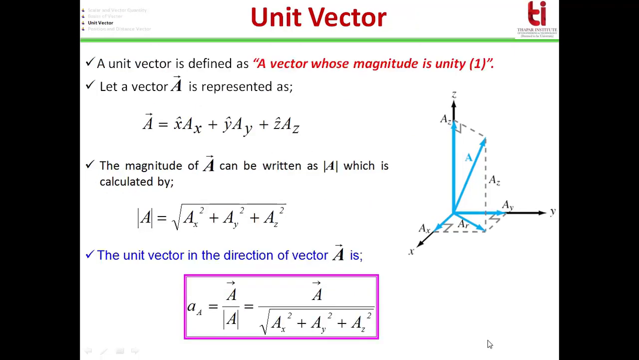Now, what is a unit vector? A unit vector is defined as a vector whose magnitude is unity. Let's take a vector A which is represented as vector A equal to x cap Ax plus y cap Ay plus z cap Az. Here Ax, Ay, Az are the magnitude components in the x, y, z directions respectively.